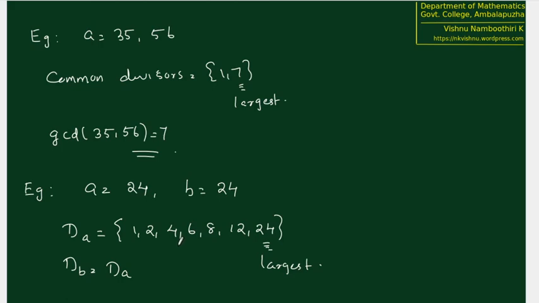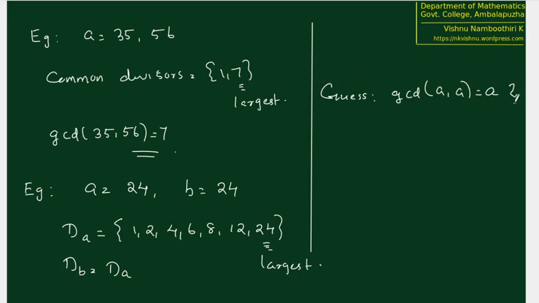So that is a very quick observation. The observation is the following: the GCD of A, A. Of course, we haven't proved it. We are just looking at this example. We are making a guess. What is the guess? GCD of A, A is equal to A itself.